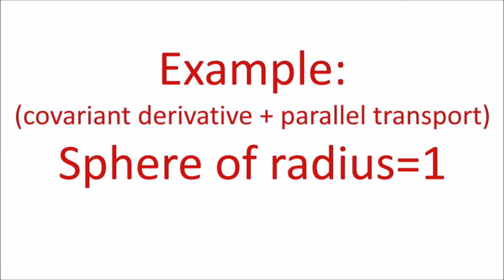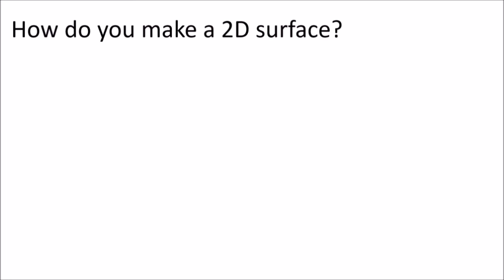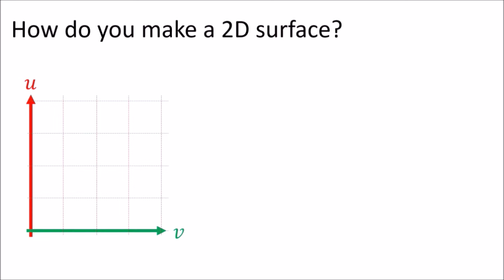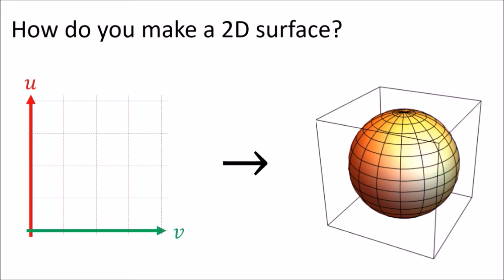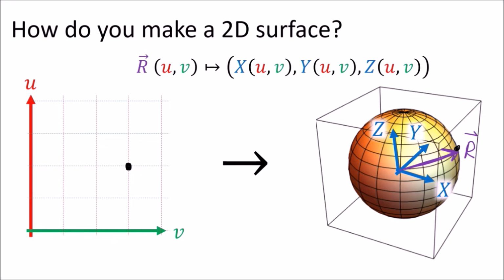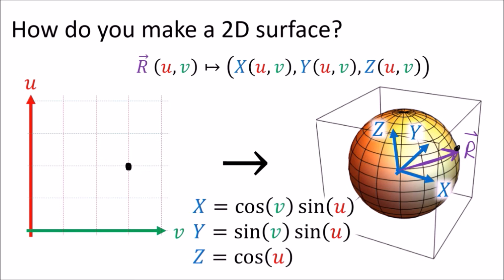So we're going to be going through an example of the covariant derivative and parallel transport on a sphere whose radius is equal to 1. So in previous videos, I've talked about how we describe 2D surfaces by taking the UV plane and then putting it through a function which stretches and bends the UV plane into a surface that lives in 3D space. So each point on the UV plane gives us a vector capital R which lives in XYZ space. And for the sphere, the functions x, y, and z are given here. You can check out the tensor calculus video number 12 if you want to learn why these formulas make sense.